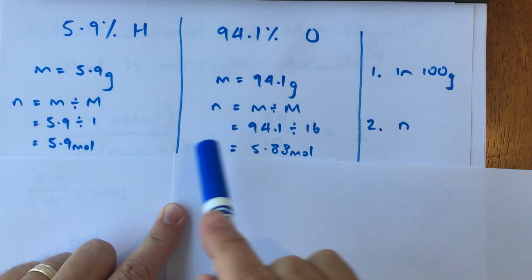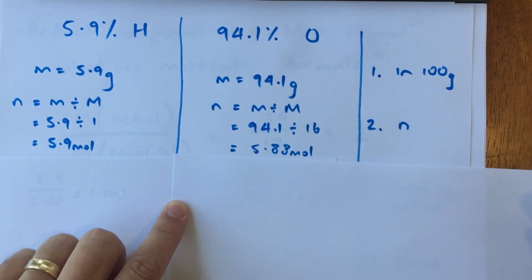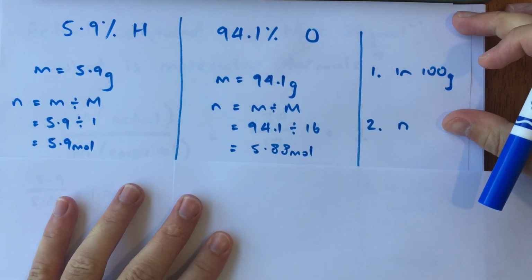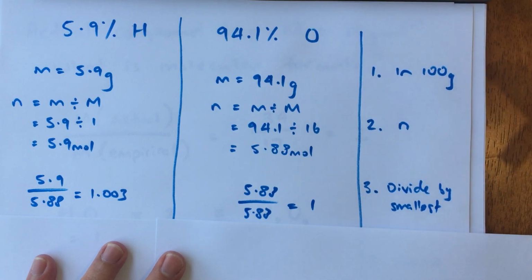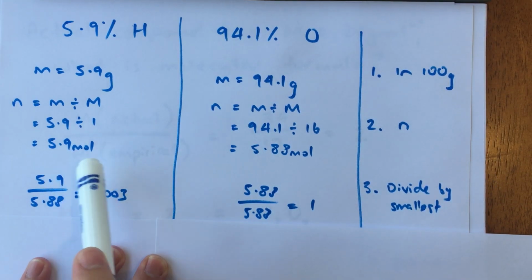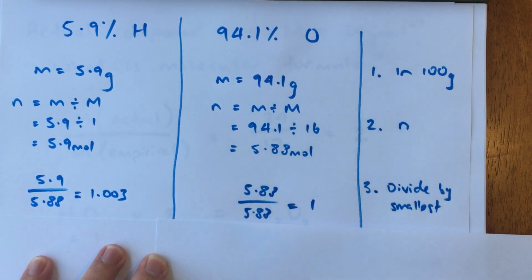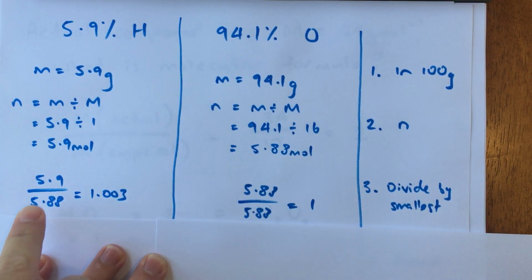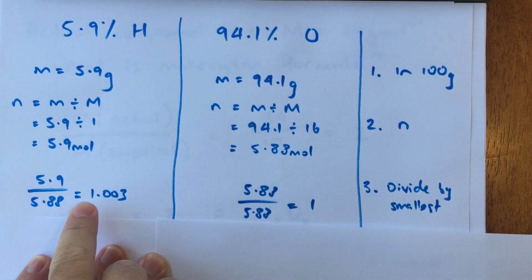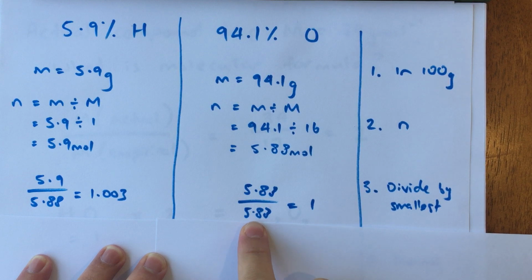So I've calculated the number of moles for my second step, and I've got 5.9 of hydrogen, 5.88 of oxygen. Step 3 is to divide by the smallest. So the smallest out of these two, 5.9 versus 5.88, the smallest is 5.88, just. So I divide both number of moles by the smallest, which is 5.88. So 5.9 divided by 5.88 gives me 1.003. And 5.88 divided by itself gives me 1.